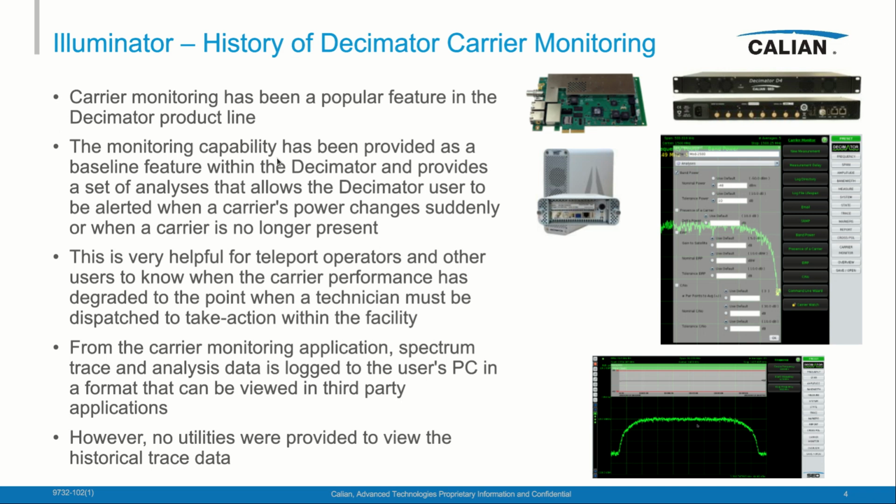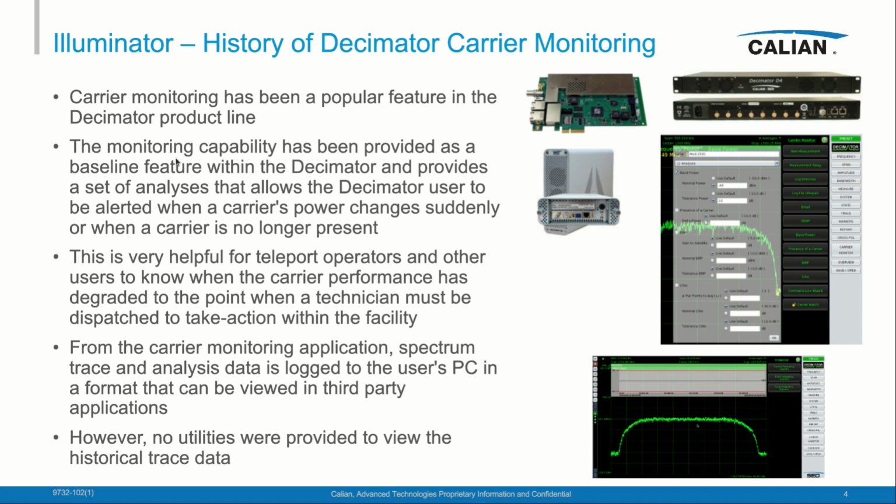So at the top of the screen you can see the form factors of the Decimator, the remote measuring device. On the right side here you can see the 8-port unit, and then you have your single port external one, and then the CPU board version. It's been a popular feature, the carrier monitoring in the product line.